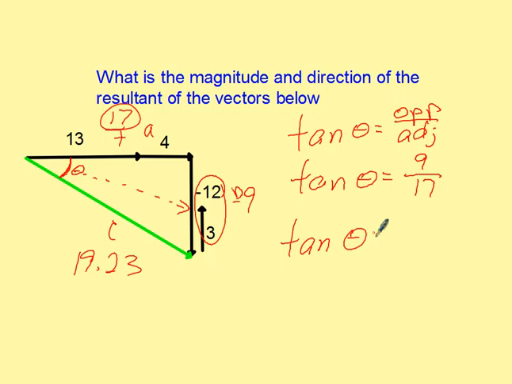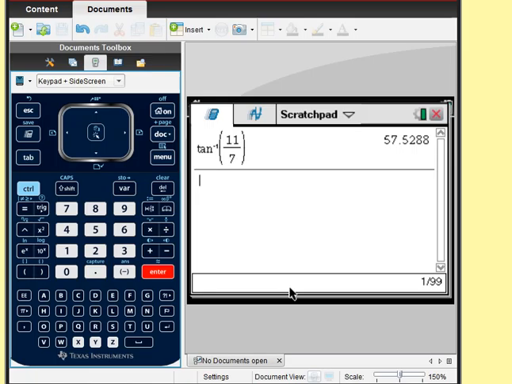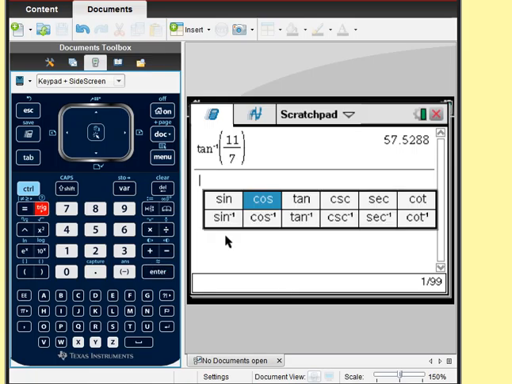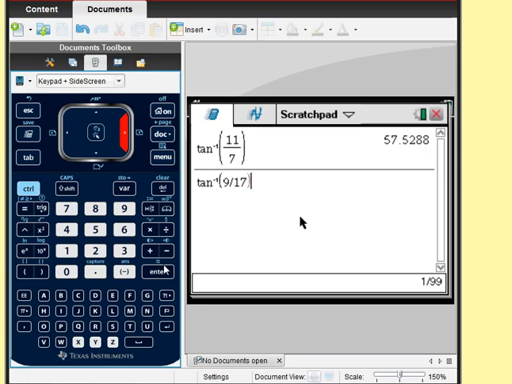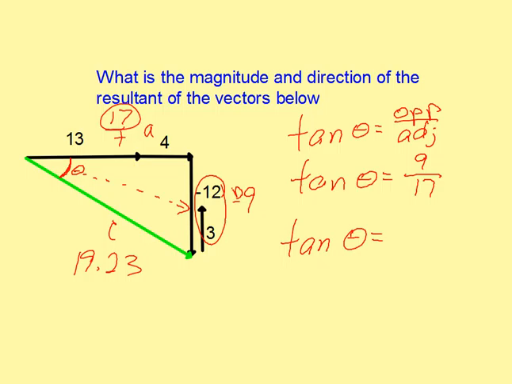So tangent theta is equal to 9 divided by 17. Now, this is a little different. Well, no, it's not. It's the same as what we just did. Since this is my second video, I'm getting lost myself here. 9 divided by 17 is what we need to do. So I'm looking for the inverse tangent of 9 divided by 17. And let's see what we get there. 27.89 degrees. So now we've got the magnitude was 19.23 and the angle was 27.89 degrees.